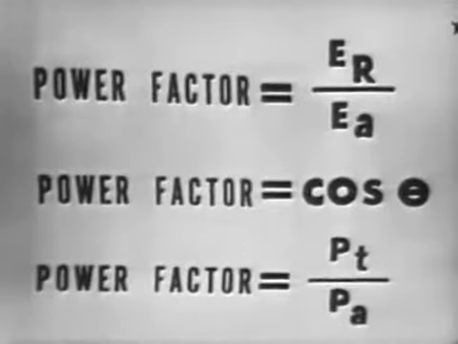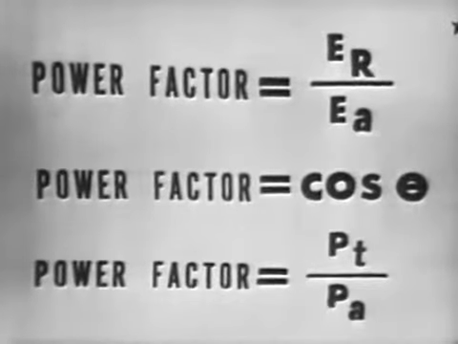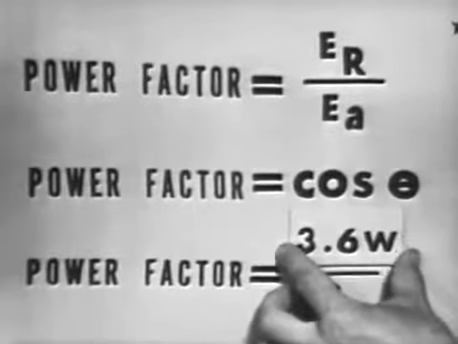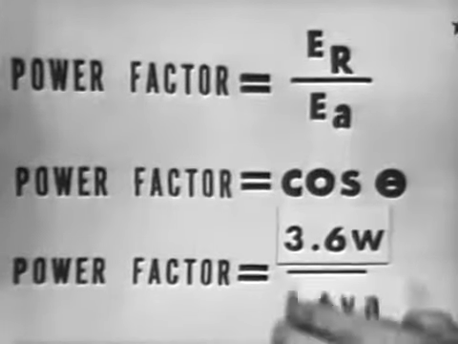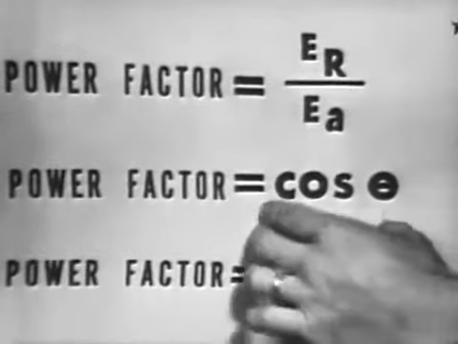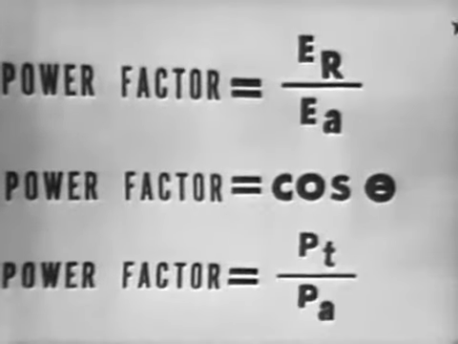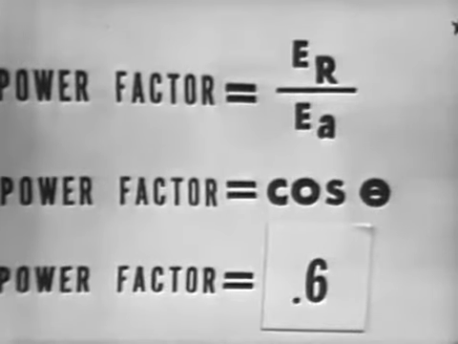Well, we know the true power. We know the apparent power. Let's go back then and substitute these values into our original formula. Power factor then would equal a true power of 3.6 watts divided by an apparent power of 6 volt amperes. Or, of course, dividing out, power factor would, just like the cosine of our phase angle, equal 0.6.